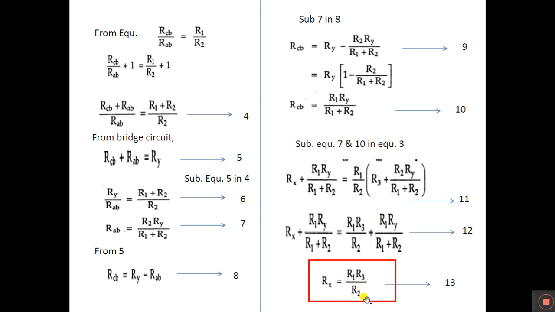Right? So this is the final expression of the Kelvin bridge. As per the circuit diagram, we are going to measure the value of Rx, the unknown value.